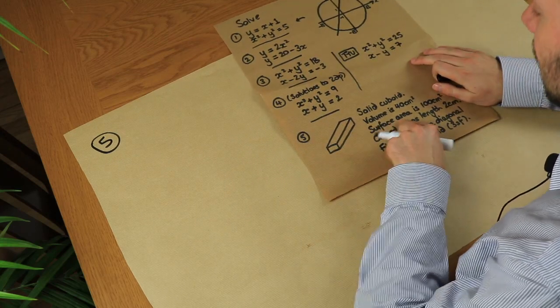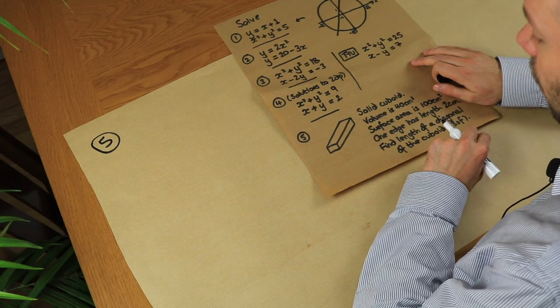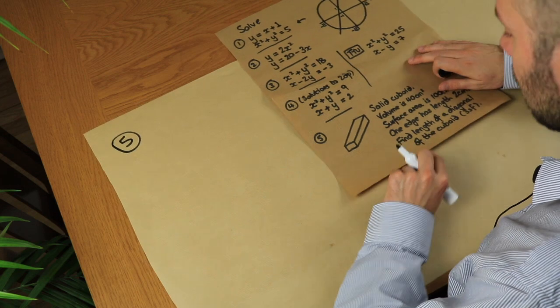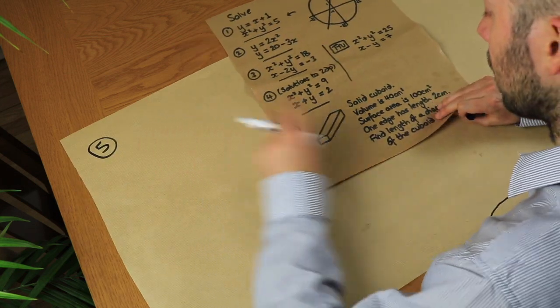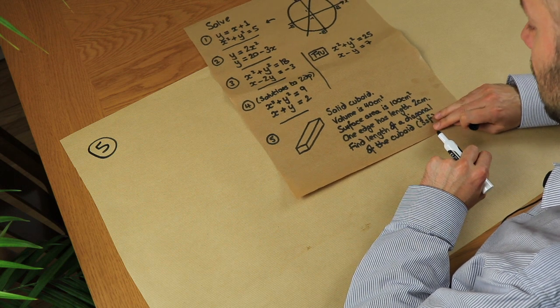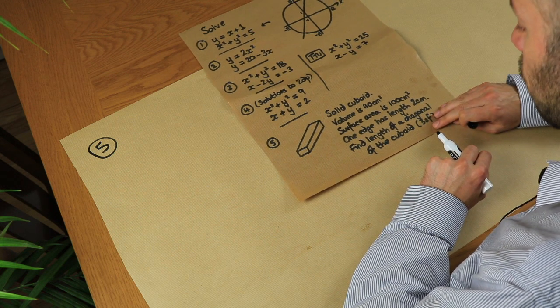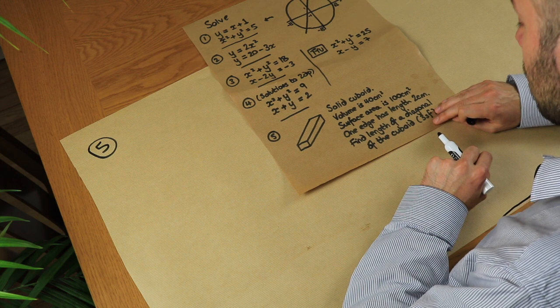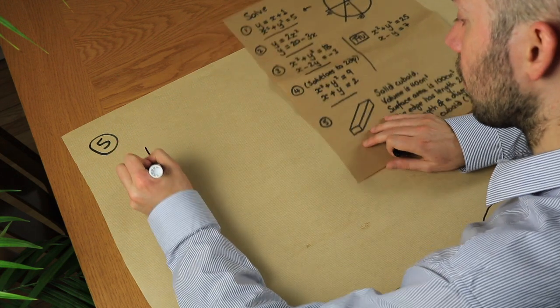Now here's a particularly difficult question that I saw in a mock paper once. But let's have a try at this kind of particularly difficult applied problem. So we've got a solid cuboid, the volume is 40 centimetres cubed, the surface area is 100 centimetres squared, and one edge has length 2 centimetres. So let's just write that all down.